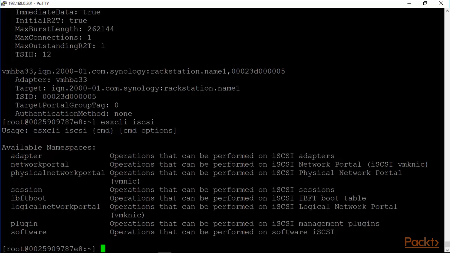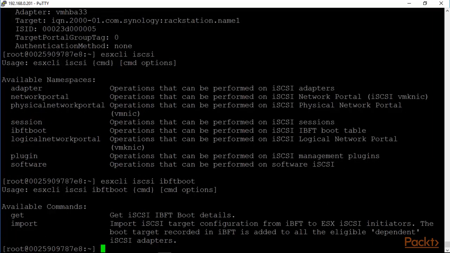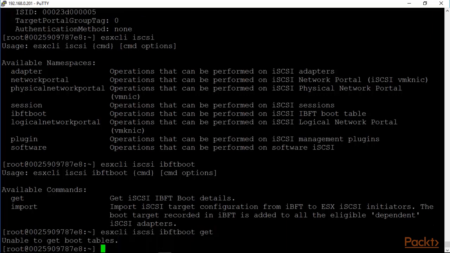The IBFT boot is interesting because sometimes we need to load the IBFT boot table if we are booting off an iSCSI disk, which I'm not. I'm booting off a local internal disk, but it would be interesting to see what those options are. IBFT boot, we can get the details, and there are no boot tables because we really haven't set up any of this IBFT specification anywhere. Actually, my NICs do support IBFT, but I'm not doing a boot from iSCSI, so it's not relevant to me at this point in time.